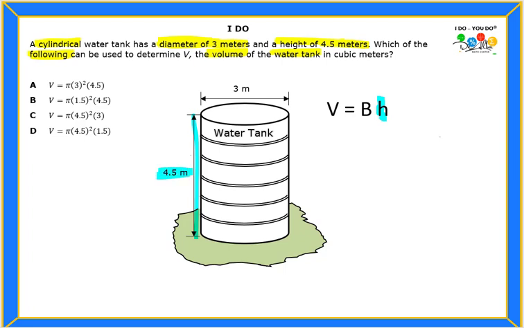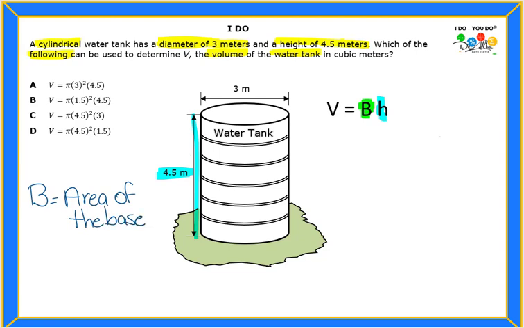Okay, what about the 3? Is that 3 capital B? I hope you don't say yes, right? No, because it's not. Capital B is actually the area of the base. We gotta be careful with that. You know that capital B is always the one that gives students trouble. So we're gonna write it down over here. Capital B is actually the area of the base.